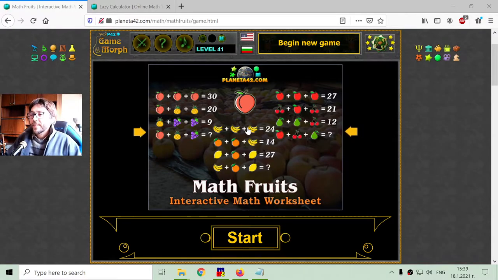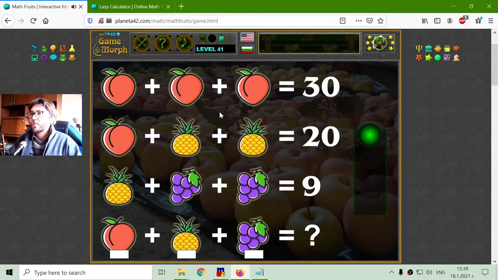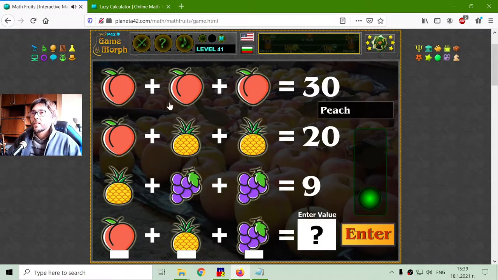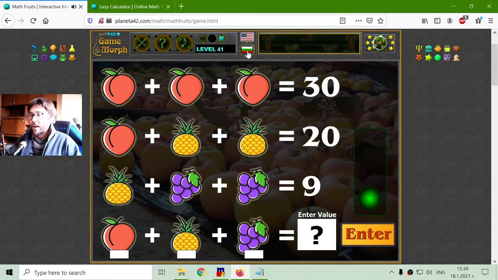Today's mathematical exercise is a system equation with fruits that I will try to solve. Like you see, this is one of those popular equations. But this time, if you manage to make it, or if I manage to make it, I will get a new knowledge level. So, we have only addition.